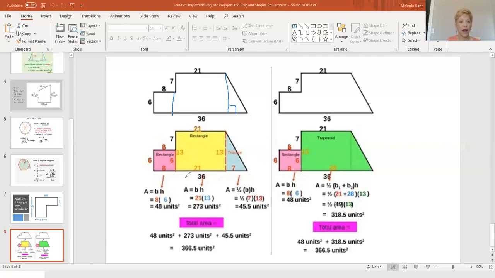So how do you get the whole area? Well, you add that rectangle area to that rectangle area to that triangle area. So you get 366 and 5/10 square units. So that's the way like person 1 did it. Well, look at person 2.